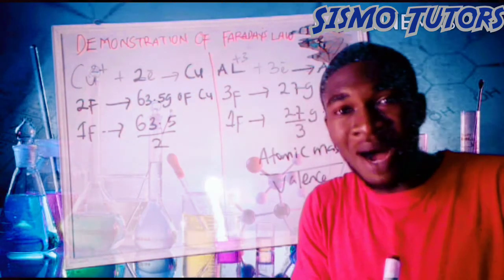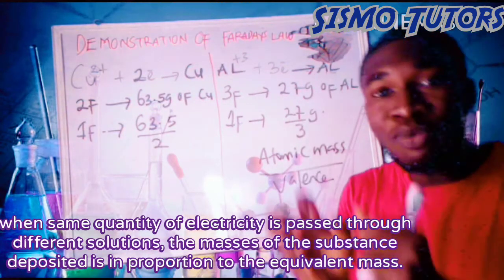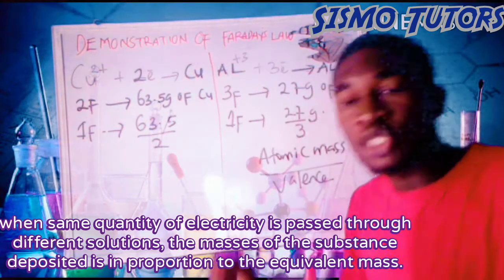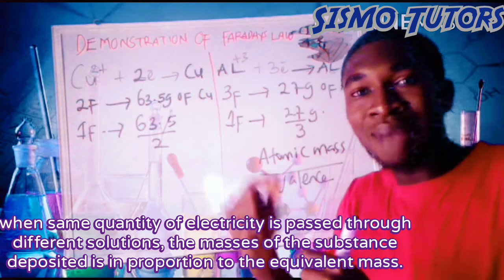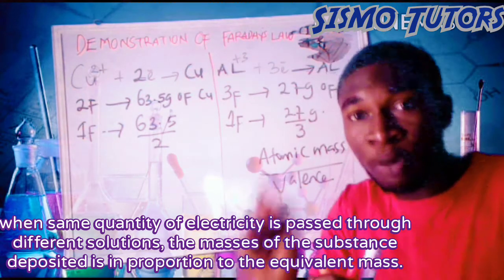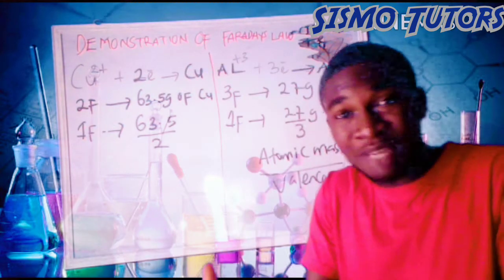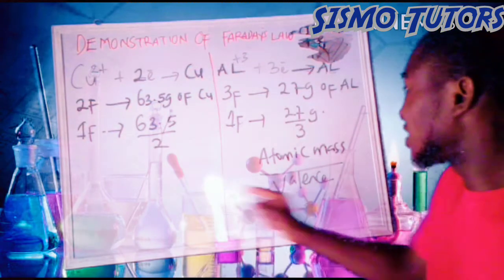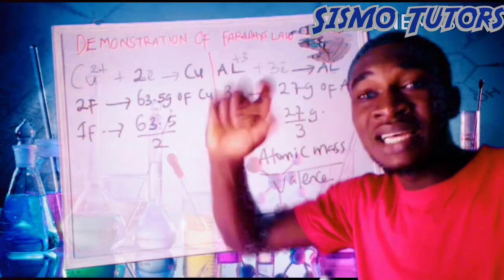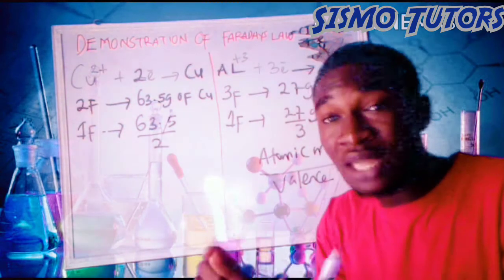So this brings about Faraday's second law, that when the same quantity of charge is passed through different solutions, the masses of the substances obtained are in proportion to the equivalent masses. I'm confusing you now, right? What is the equivalent mass? The equivalent mass is the mass obtained when we pass the same quantity of electricity through different solutions.